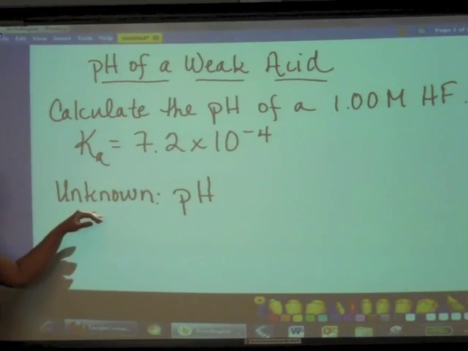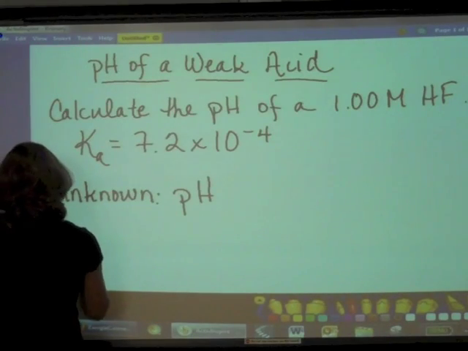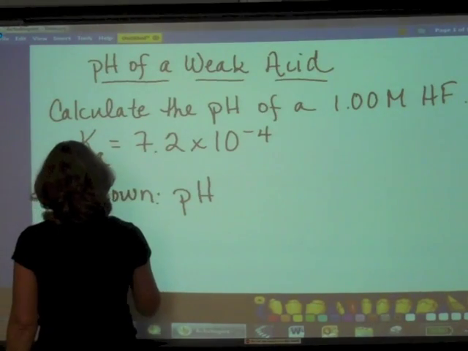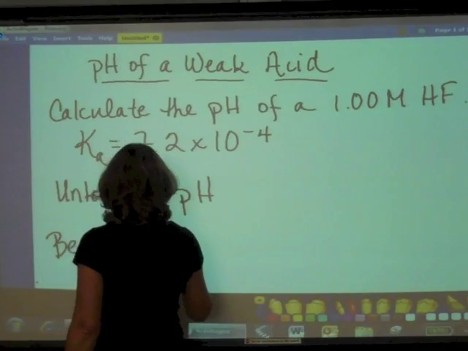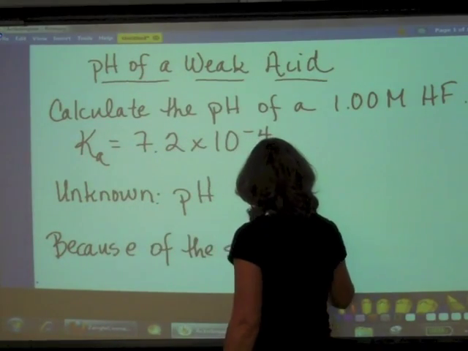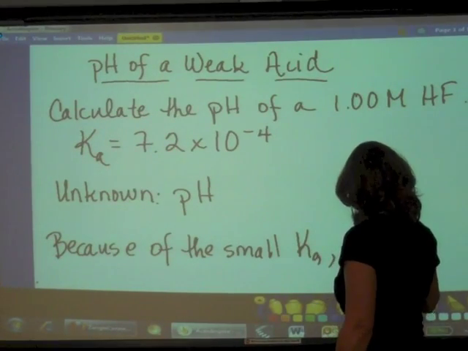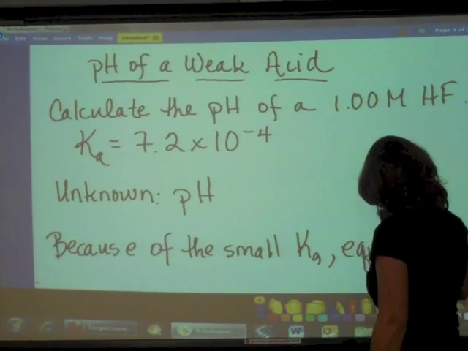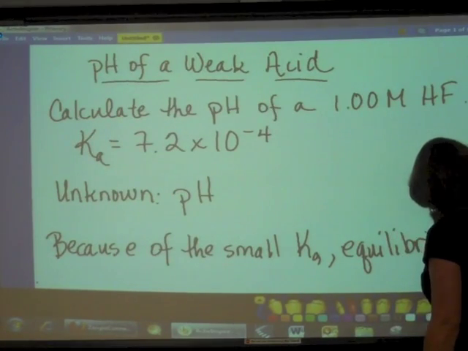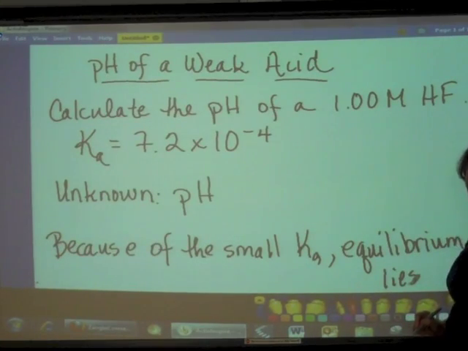So what do we know? We know the Ka. Okay, now because of the small Ka, the equilibrium lies which way? Left.